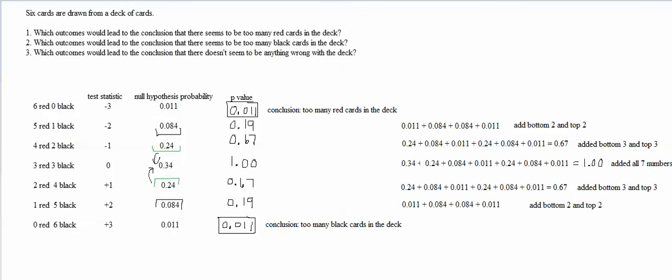And for everything in between, we make a different conclusion. All of these p-values are above 0.05. What you conclude for these is that there doesn't appear to be anything wrong with the deck. So you can even write it out this way.